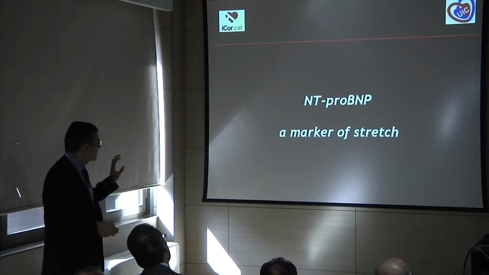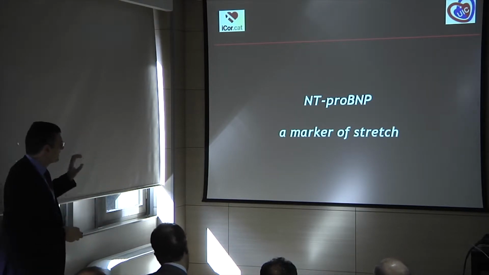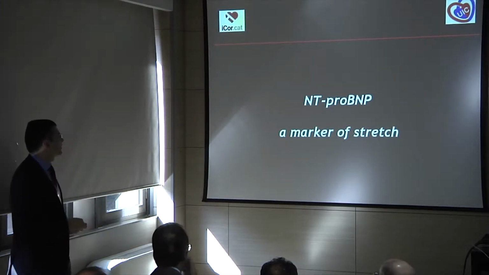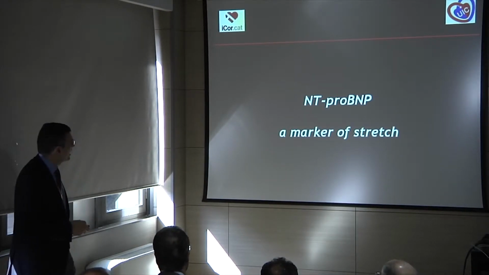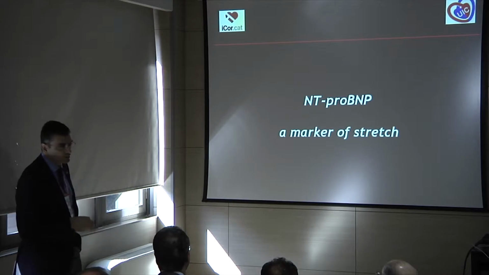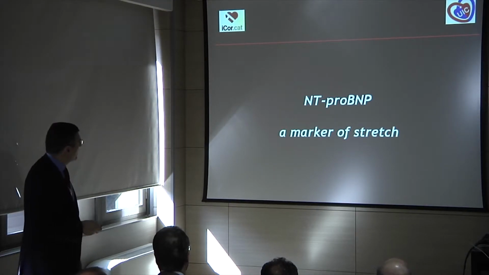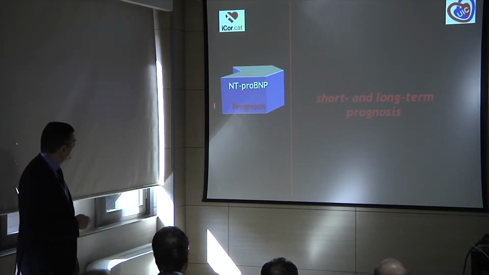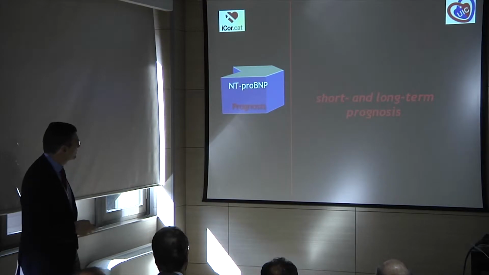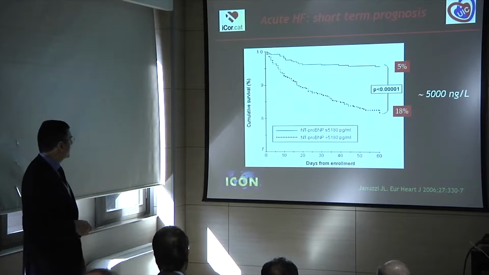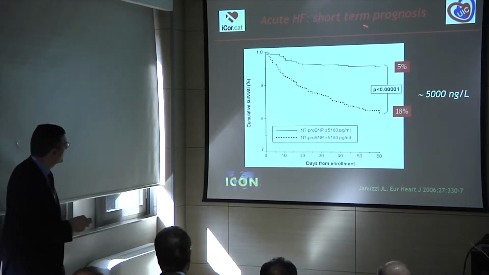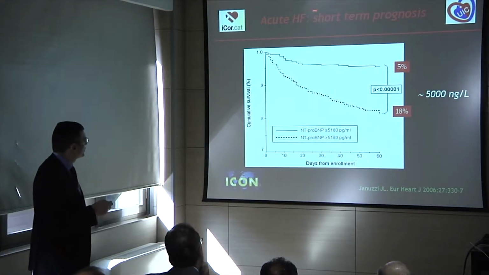First of all, NT-proBNP is a marker of stretch. This is a marker that was incorporated first: the first to play is the first to stay, and we cannot do anything today without NT-proBNP. As you know, it's useful for prognosis, for short and long-term prognosis. Januzzi and myself participated in the ICON study, and we demonstrated that it's useful for short-term prognosis.